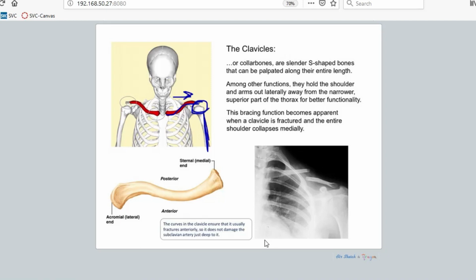And that just gives it better functionality. Okay, we have better movement out there. And this becomes apparent if you have a break in the clavicle, a complete break, because what happens is the shoulder completely collapses on the thoracic cavity there, on the thoracic cage.